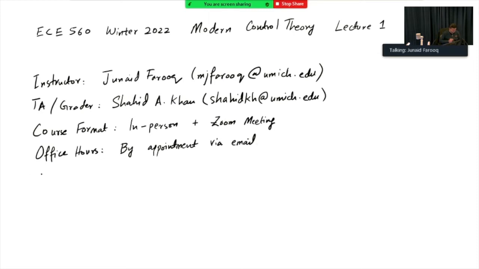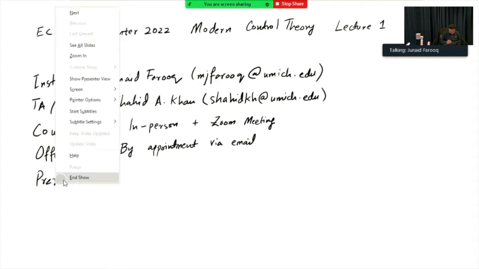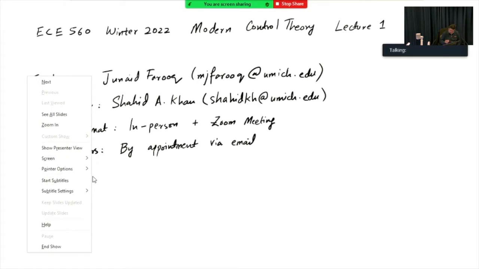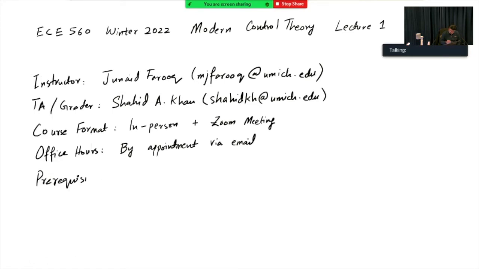Okay, now some housekeeping regarding the course. There's a prerequisite for the course, which is the precursor, ECE 460, automatic control systems. So it's expected that you have some understanding of control systems in general.